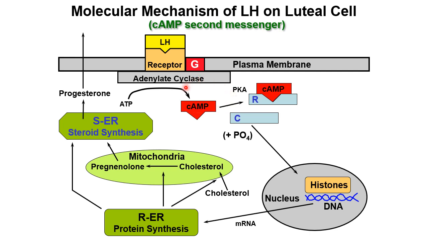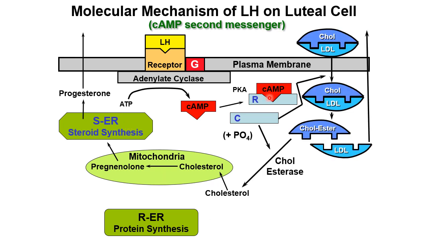The cyclic AMP will enhance now the PKA, or the protein kinase A. It will activate histones to change DNA transcription. The new mRNAs will induce protein synthesis in the RER, and it will affect the cholesterol uptake in the mitochondria. So in the mitochondria, it is where the cholesterol will be converted to pregnenolone, and later in the smooth endoplasmic reticulum, it is where the P4 will be synthesized.